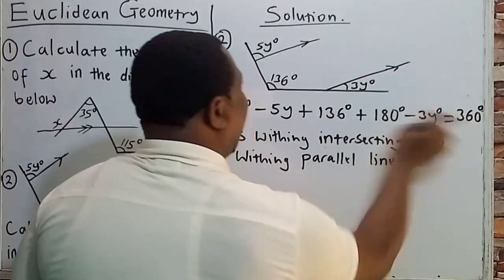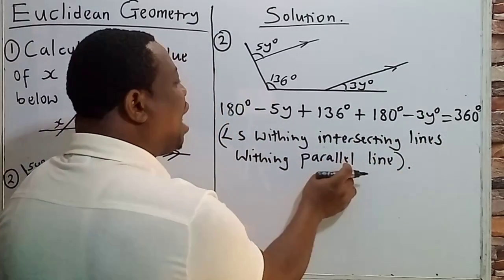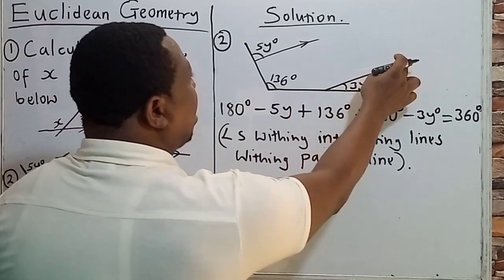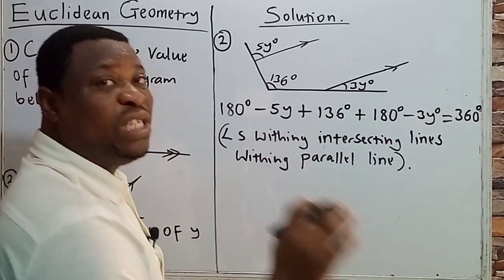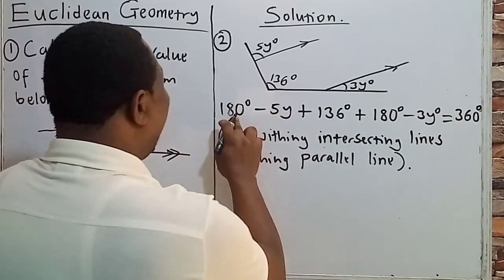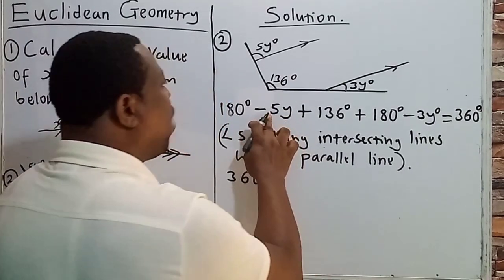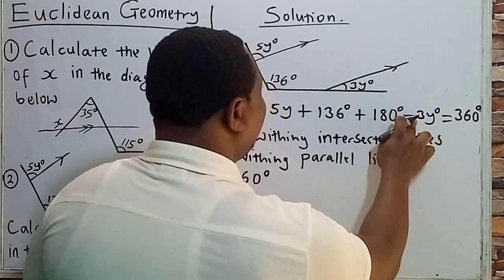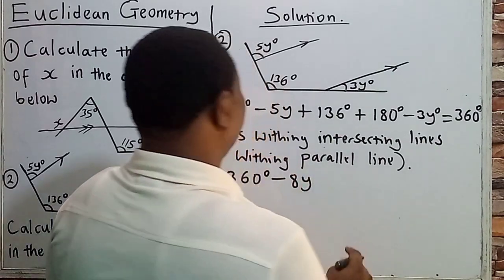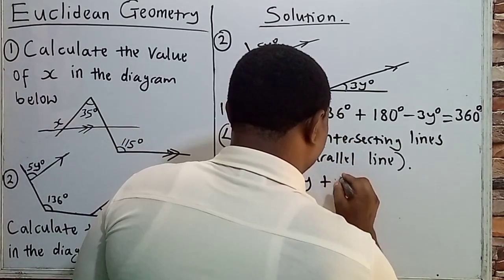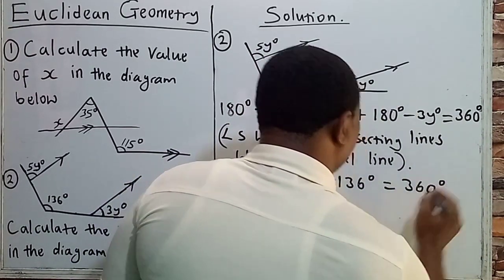Now, the reason for this adding up to 360 degrees is angles around intersecting lines within parallel lines. You can see these lines are parallel lines. All the angles that I added here, everything must give me 360 degrees. And if I add 180 to 180, I'll get 360 degrees. Then minus 5y minus 3y will give me minus 8y. Then I have 136 degrees here. Everything equal to 360 degrees.